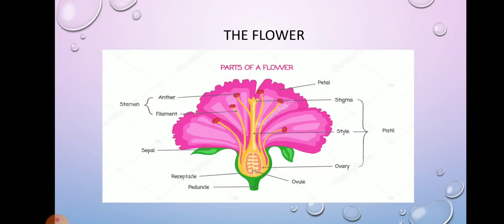Now here in the diagram you can see a flower is being shown, and we can see the parts of the flower. Okay, now first we are going to talk about the main parts of the plant. We'll start from the basal part of it. So the first part is peduncle, or it's also known as pedicel. Okay, it's a part which holds the flower on the stem. Okay, it's an attachment between the flower and the stem.